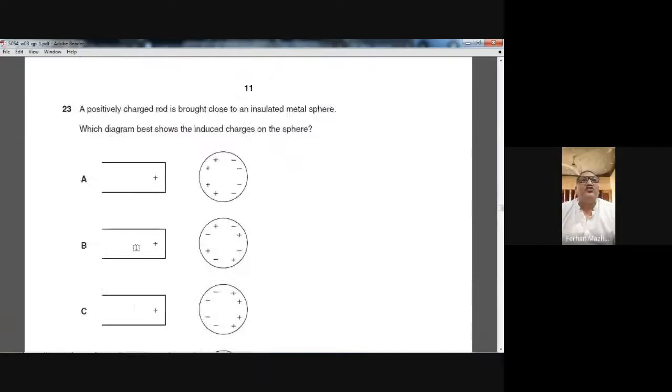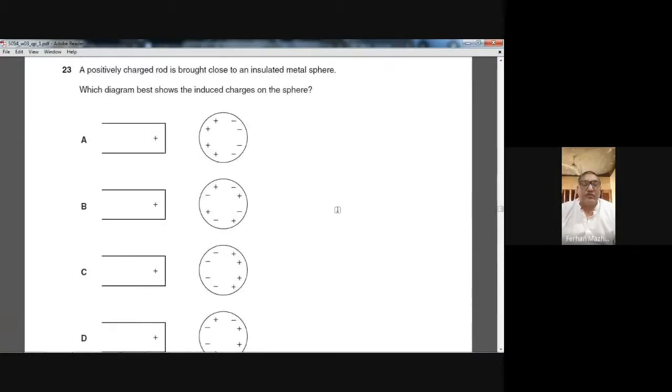Okay, so on your screen, we have question number 23. A positively charged rod is brought close to an insulated metal sphere. Which diagram best shows the induced charges on the sphere? So if this end of the rod is positive, this end should become negative, the other end should become positive. So I think C is the right option. Question number 23 is a very easy and straightforward question. C is the right option.